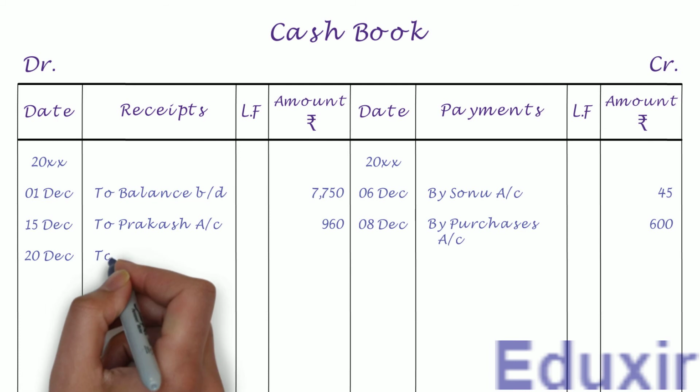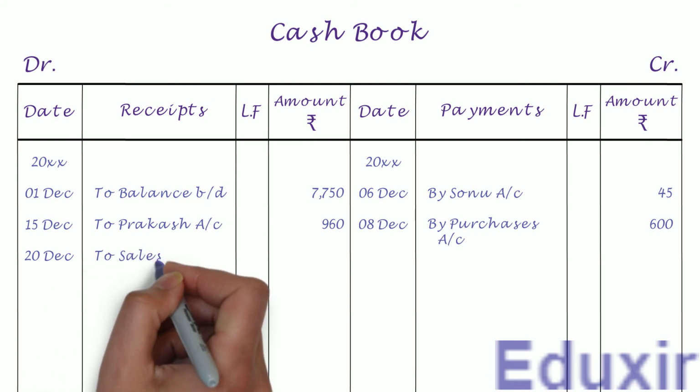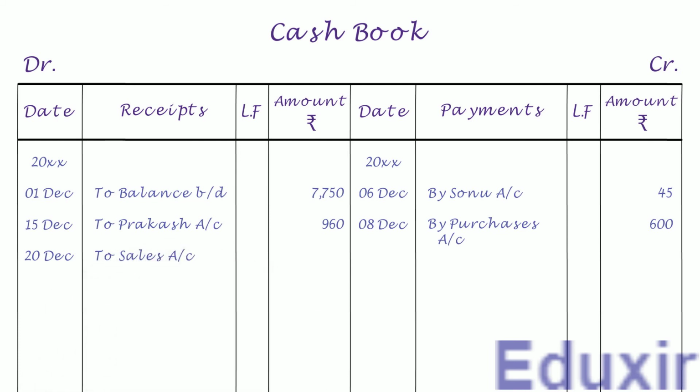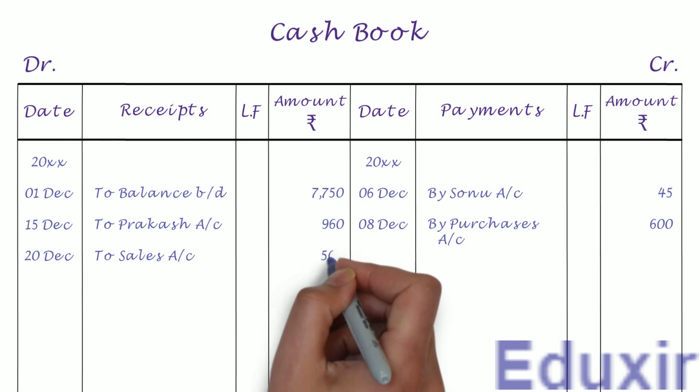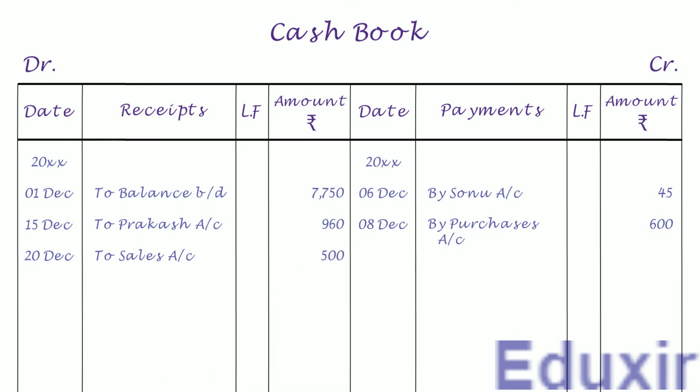Let us then record the sales account in the receipts column. Let us then record the debit amount of 500 rupees in the amount column. With that, we have completed the posting of this transaction into the cash book. Let us now take up the next transaction.